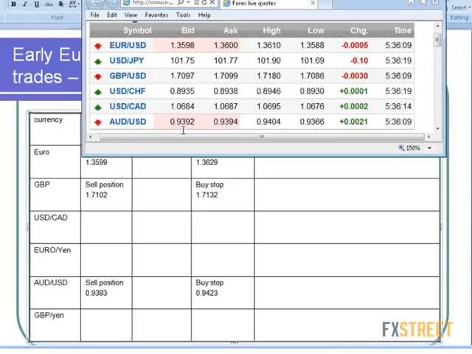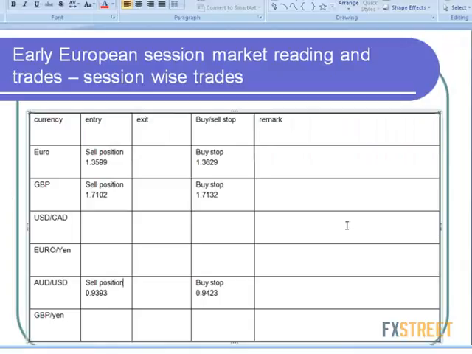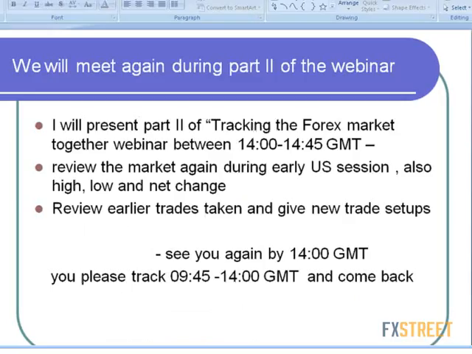Again, I have not taken a position. And also in the case of Canadian dollar, I have not taken a position. Probably during the US session, I'll try to take when they increase the spread. Okay. And if you've got any questions, you can ask me.